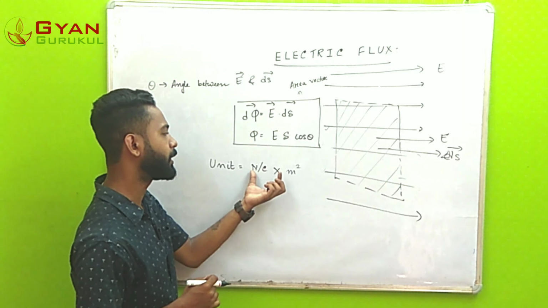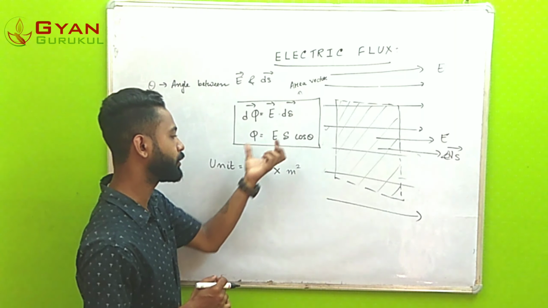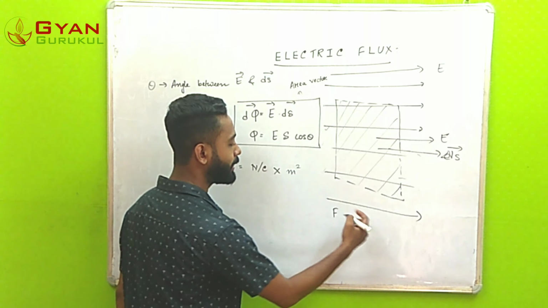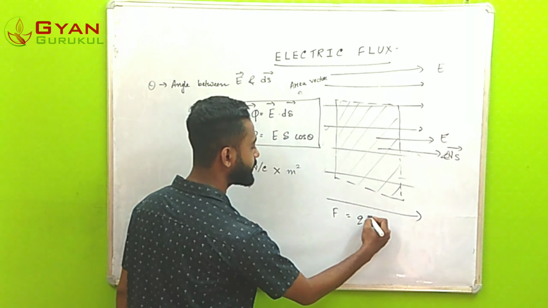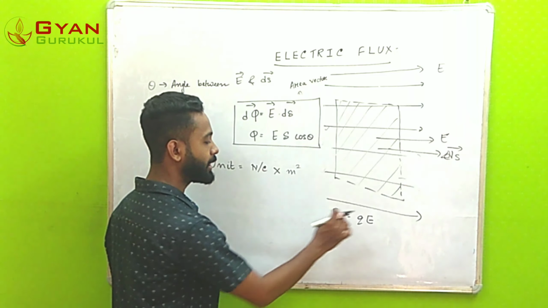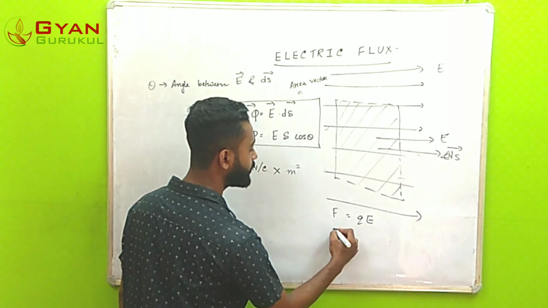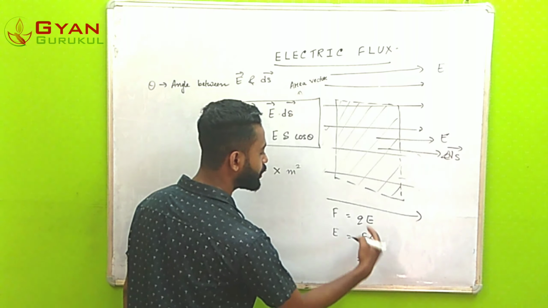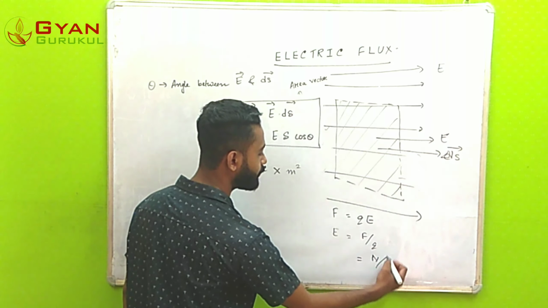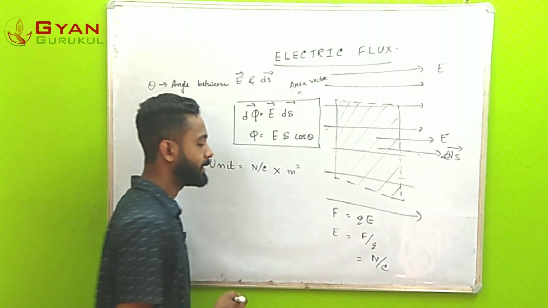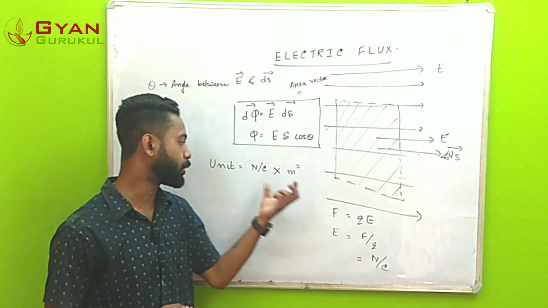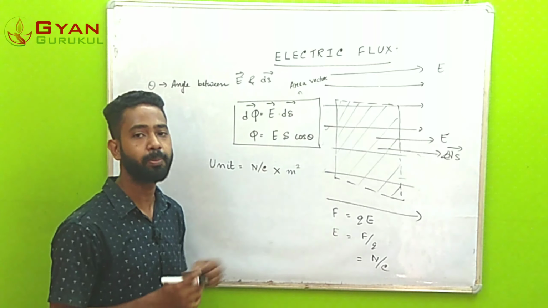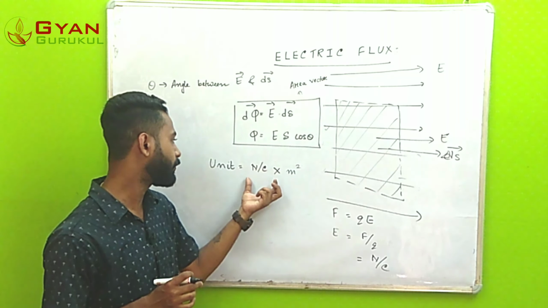So how do we get Newton per coulomb? If we do not remember that particular formula, I am just stating it. For any electrostatic force, we can write the expression as force F equals charge multiplied by electric field. So from here, the expression for electric field is F by Q. The unit for force is Newton, the unit for charge is Coulomb. Hence, the unit for electric field is Newton per Coulomb. As a whole, the unit for flux would be Newton per Coulomb into meter square.